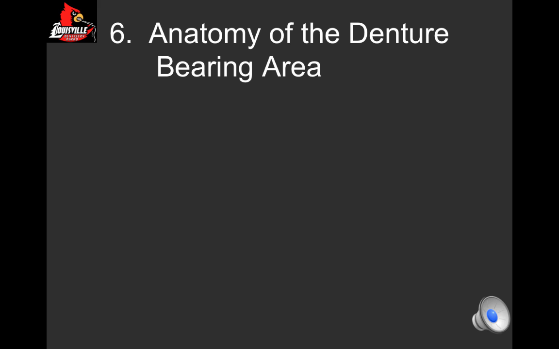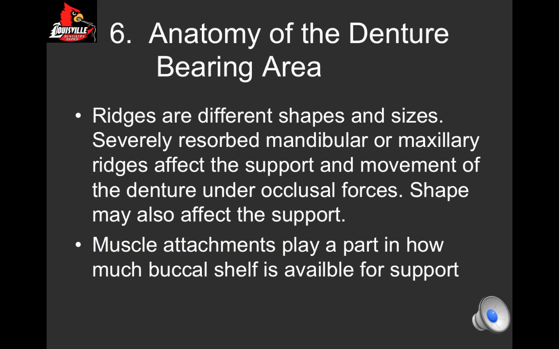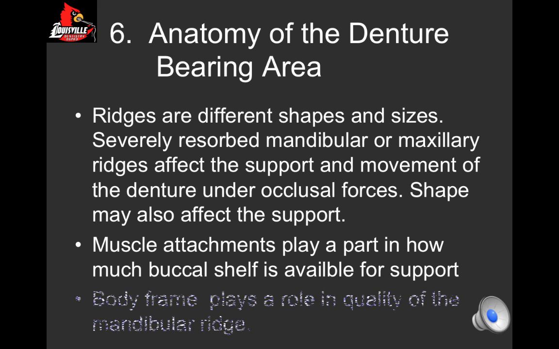The anatomy of the denture-bearing area may also affect the support of the extension base partial. Ridges are different in shapes and sizes, and a severely resorbed mandibular or maxillary ridge affects the support and movement of the denture under occlusal forces. The shape may also have an effect on support, for instance, that knife-edged ridge. The muscle attachments also play a part in how much buccal shelf is available for support, and the less support, the more pressure on the ridges. You can sometimes tell by looking at a patient's body frame what type of difficulty you may have with their removable partial denture.